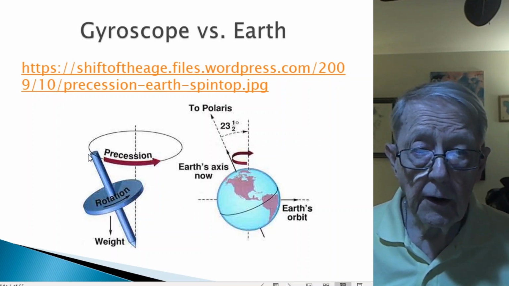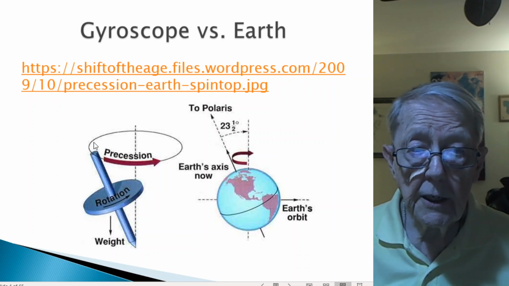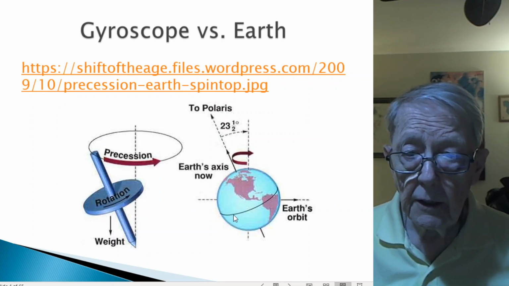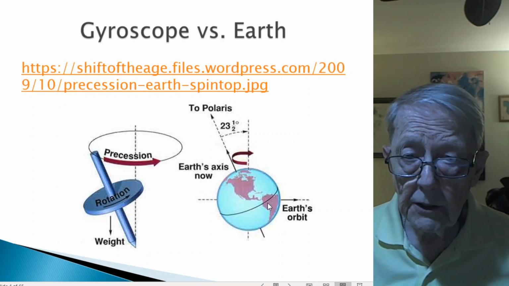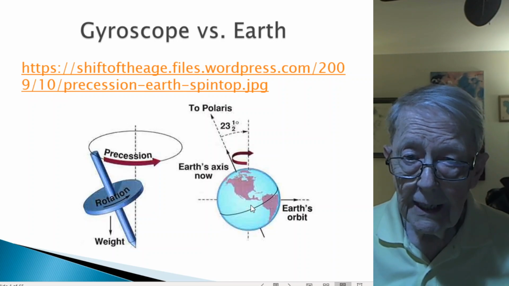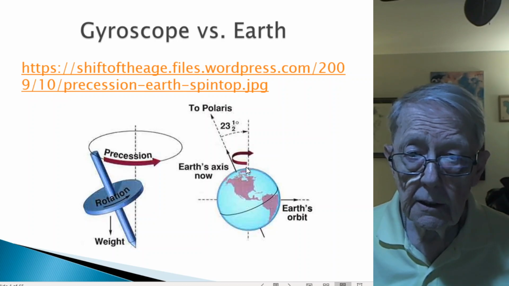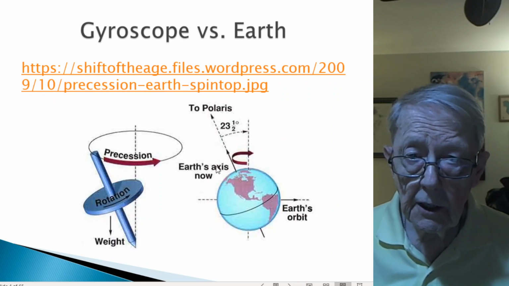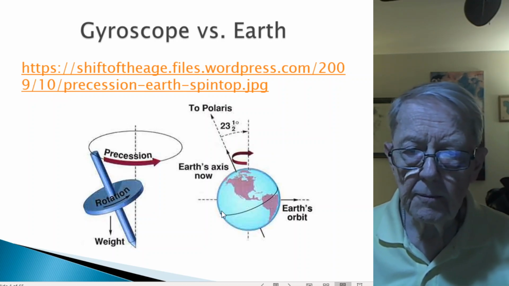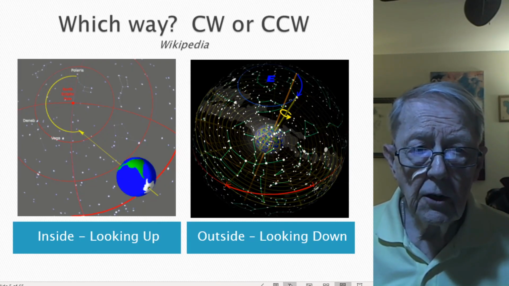I have here a gyroscope rotating counterclockwise, and it precesses counterclockwise. Pretty straightforward. Here's the Earth. The Earth, we know, does spin counterclockwise, and you would expect that it would precess counterclockwise. But this shows it clockwise. Well, that's not right. So let's look at two examples.